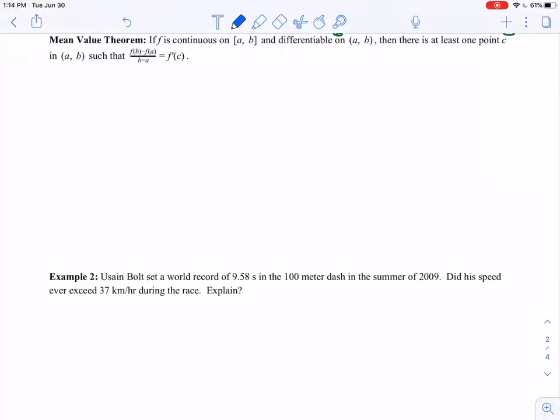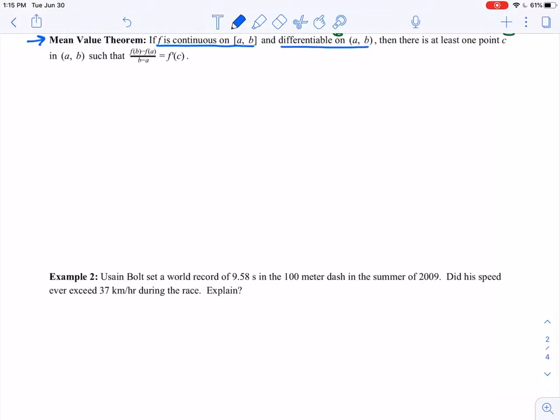The other big name theorem that we're going to talk about in this section is the title of this section. It's the mean value theorem. It says if f is continuous on the closed interval a to b, so this is the same condition that we started with for Rolle's theorem, and differentiable on the open interval a to b, again another shared condition between the two, then there's at least one point c in the open interval a to b such that f of b minus f of a over b minus a is equal to f prime of c.